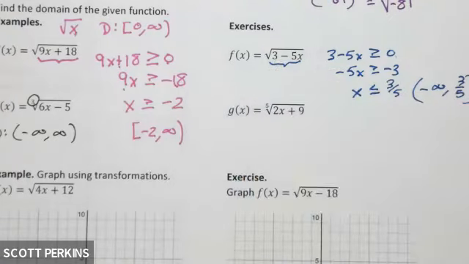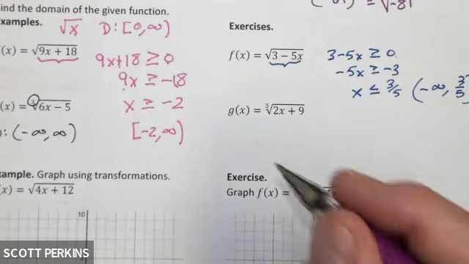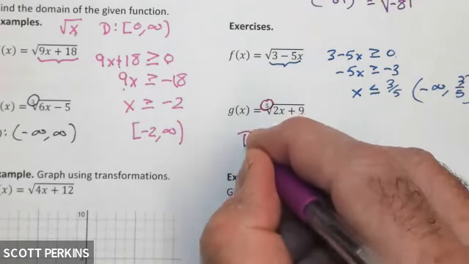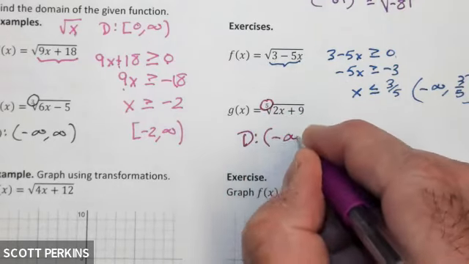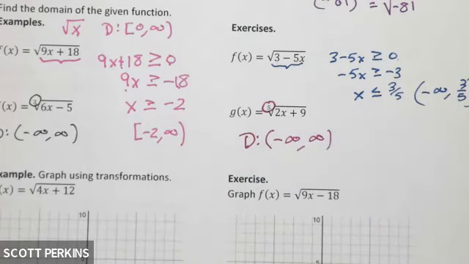Key bit of information. Oh, actually, it's fifth root. Not wearing my glasses, I can barely see. But it's the same thing. We've got a fifth root right there. The key bit of information is that the index is odd. Because that is odd, I don't have to do anything but say that the domain is going to be negative infinity to positive infinity. Done.